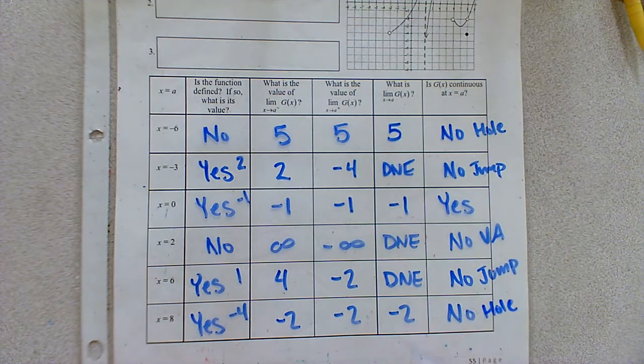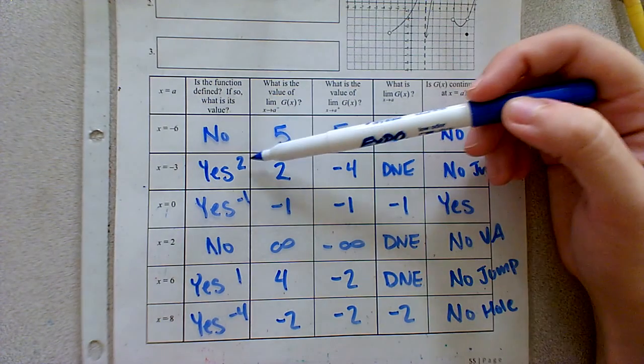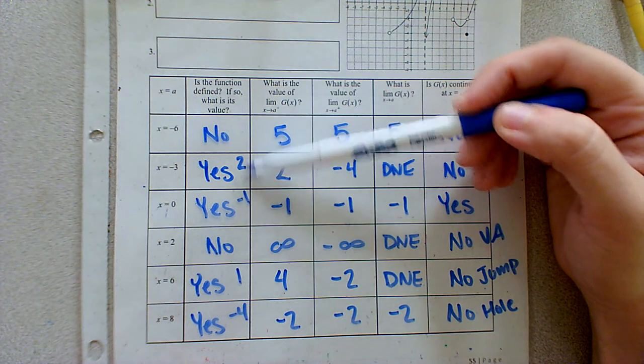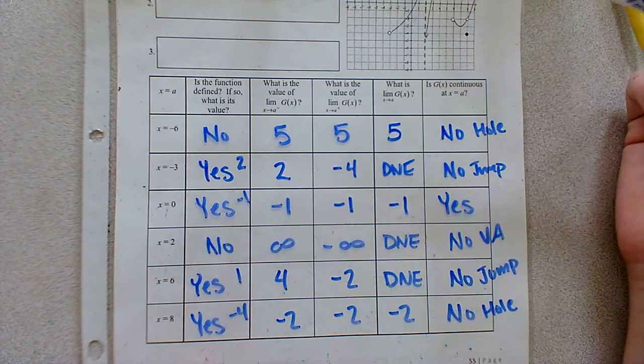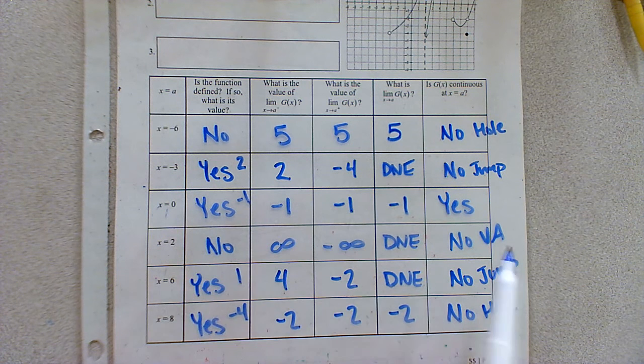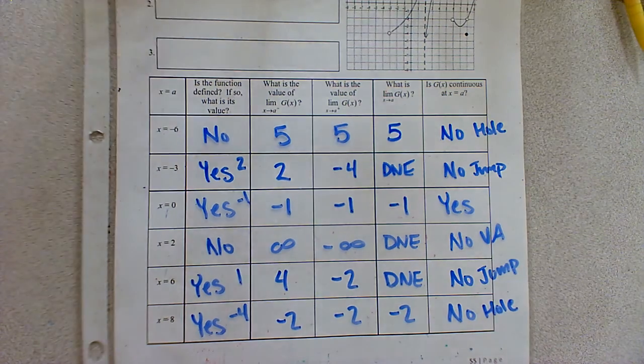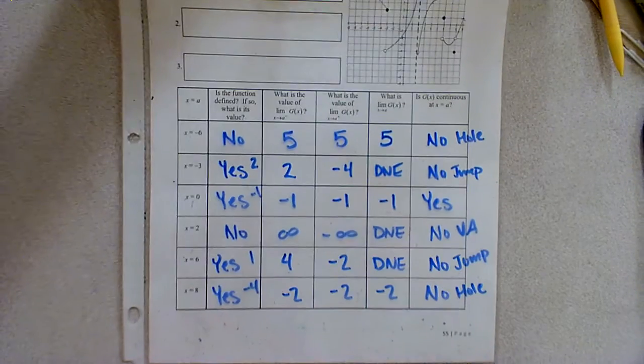Alright, so taking a look at the rest of them, I did forget to write in the actual value if we had a point defined there. So go ahead and write those down. It looks like at 2, we have a vertical asymptote, at 6 we had a jump, and at 8 we had a hole.